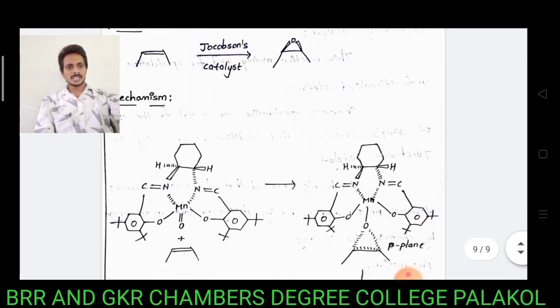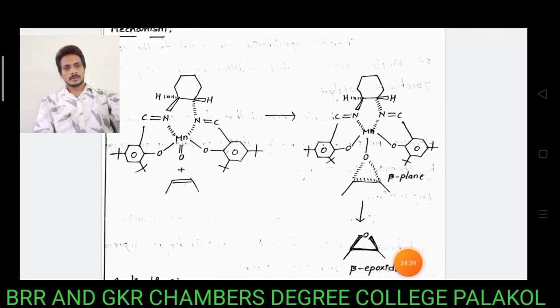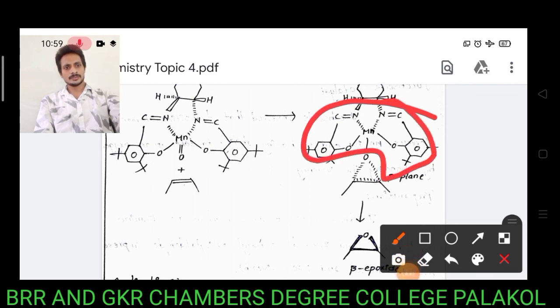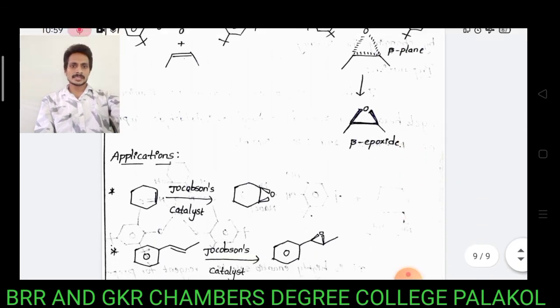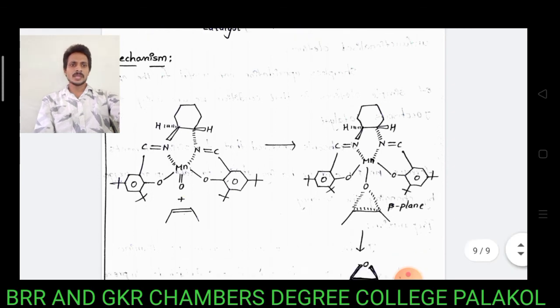Okay, mechanism of the reaction. Observe that in Jacobsen catalyst, in this view of the molecule, the oxygen is present above the plane. Then it undergoes oxidation reactions and we get beta epoxides. The catalyst is always present above the plane, then it gives beta epoxides by formation of a transition state. Epoxidation always takes place in the beta plane.